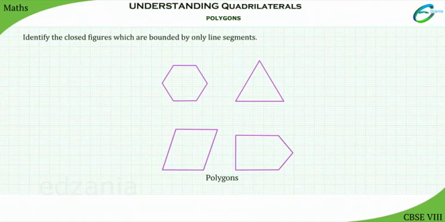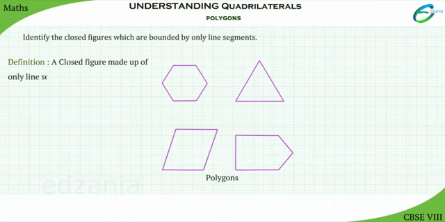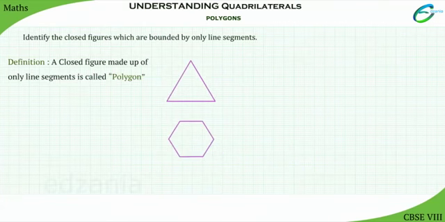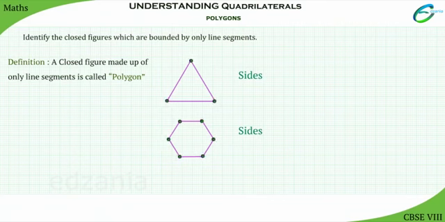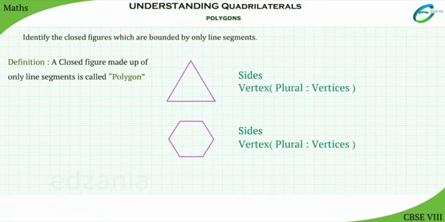How do we define a polygon? A closed figure made up of only line segments is called a polygon. We know that polygons are bounded by line segments, and these line segments are called the sides of the polygon. The point at which two sides of a polygon meet is called a vertex of the polygon.